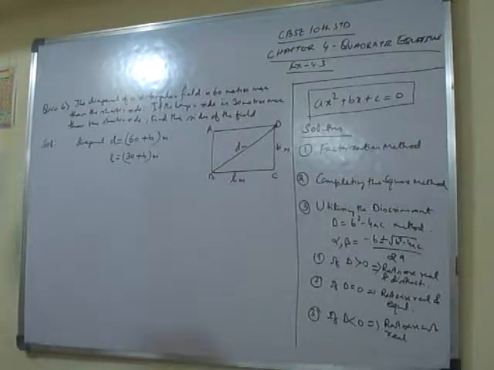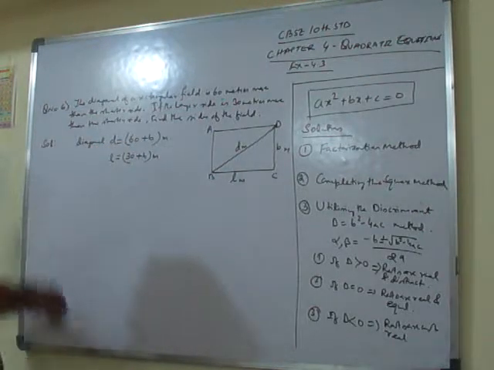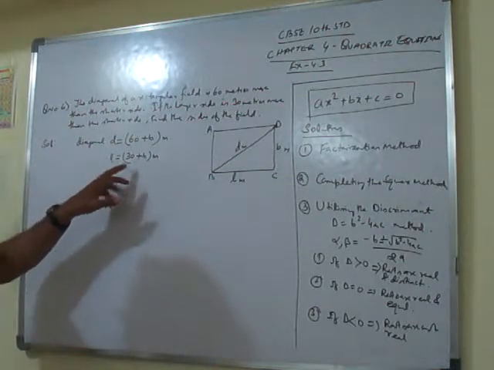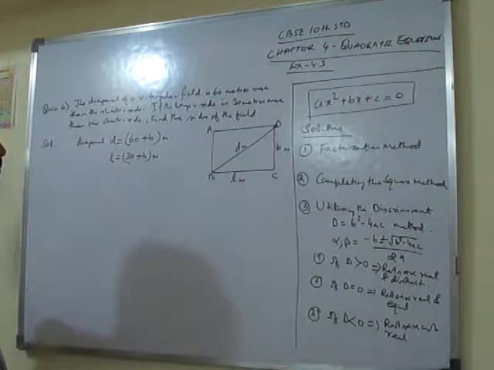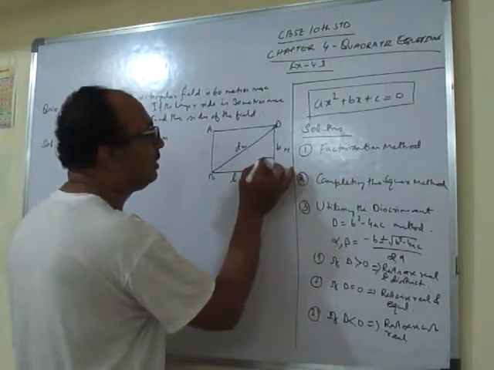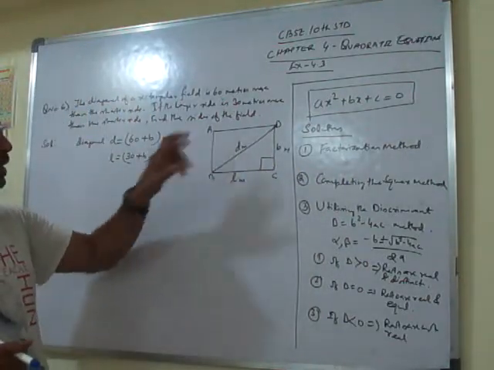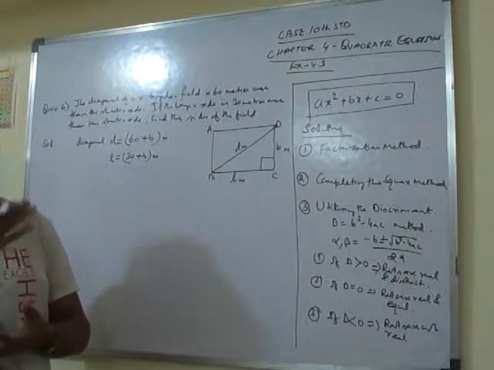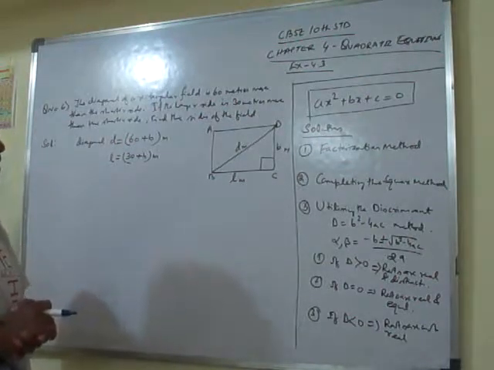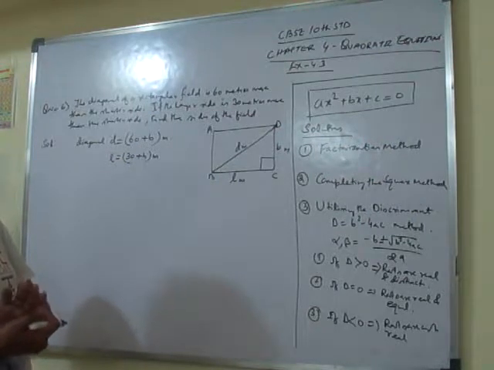So let us see. D is given to us as 60 plus B, and L is given to us as 30 plus B, right? And we already know that this is 90 degrees. In a rectangle, all included angles are 90 degrees. So all included angles are 90 degrees in this one.